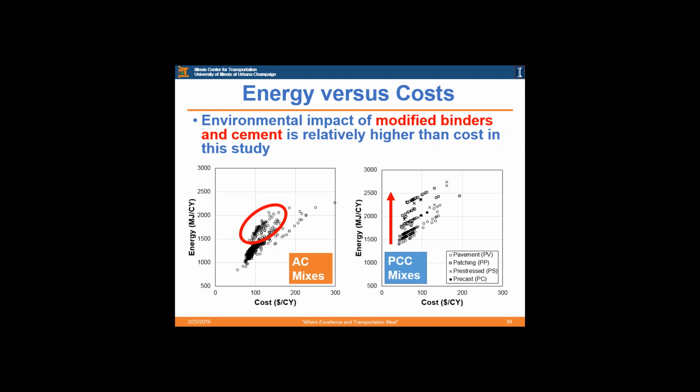It's also the same way here with the Portland cement concrete mixes. But in this case, we can see a stratification of the type of concrete mixes. And it's again because of the cement percentages in these mixes. Pavement concrete mixes had the lowest amount of cement, and then the highest with the precast and so on, and the patching especially up there. So that tells us that maybe the cost and the energy impacts are not exactly related to each other, and the environmental impacts are higher than the cost. So that's something that perhaps could be considered in policy or different decisions.